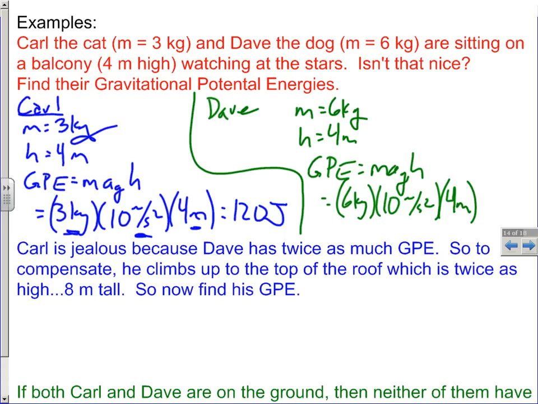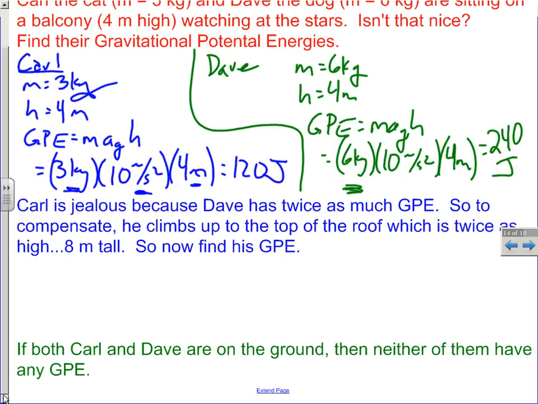So now the only difference is we've got twice as much mass. Turns out if you multiply it, it gives you twice as much GPE. Okay? So there you go. So apparently he's a jealous sort. Carl gets jealous again because Dave has twice as much GPE.